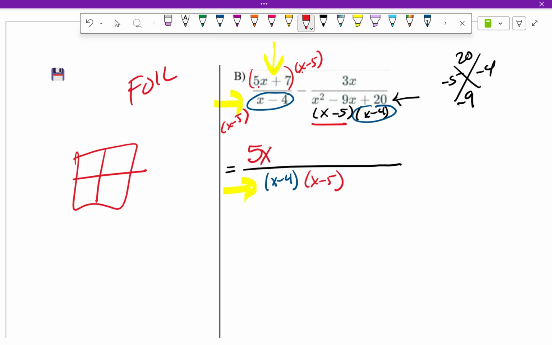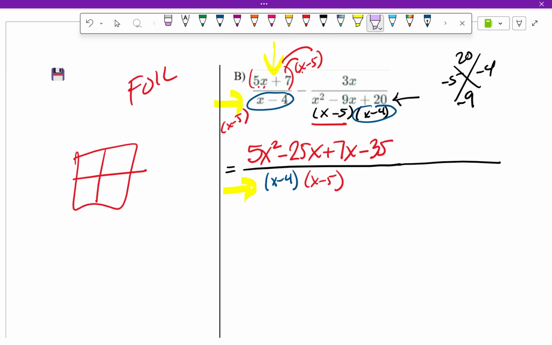5x squared. Good. 5x times negative 5, negative 25x. 7 times x. Good. And 7 times negative 5, negative 35. Okay, I have done that first term.